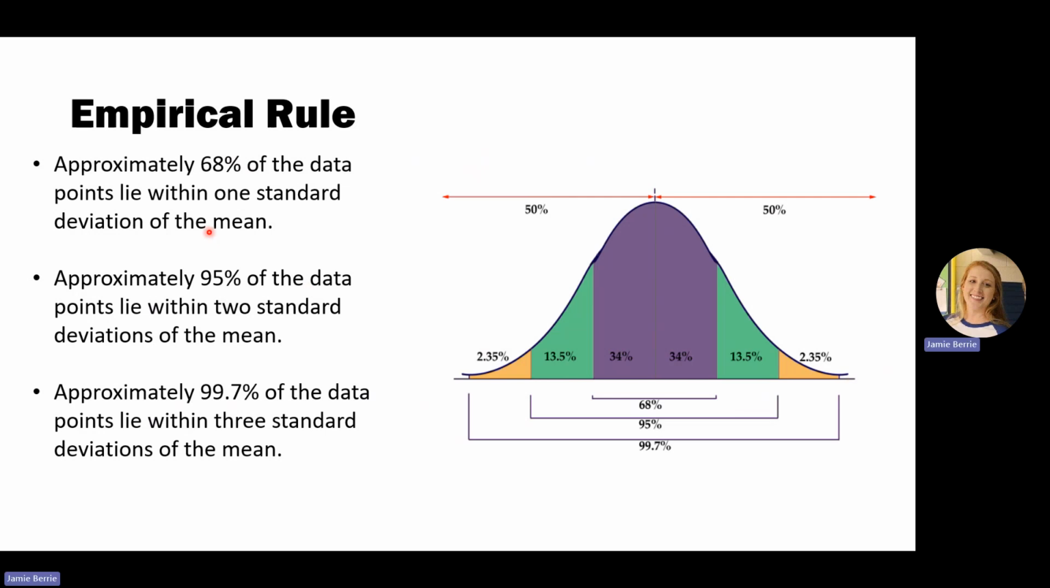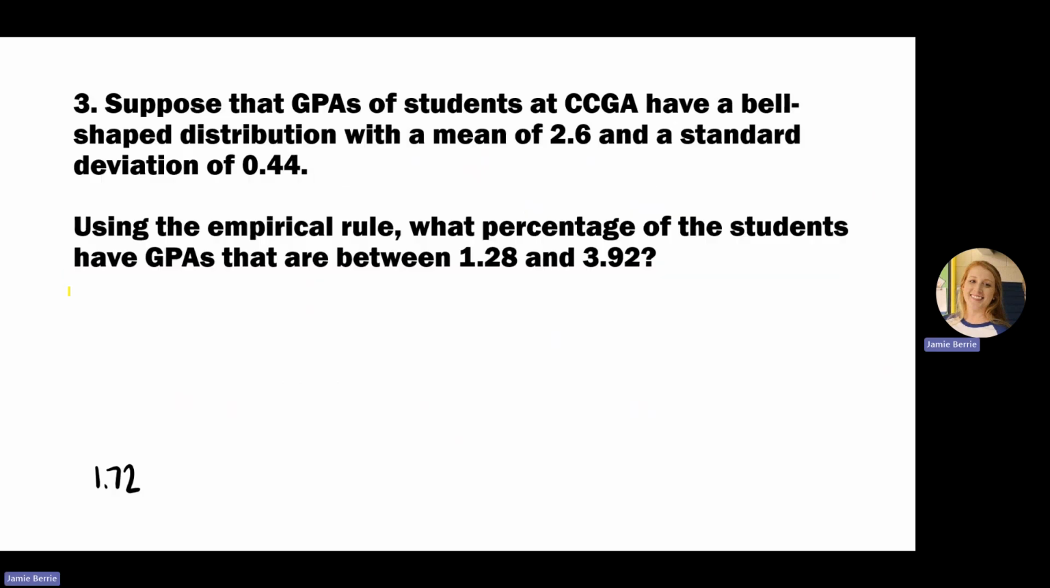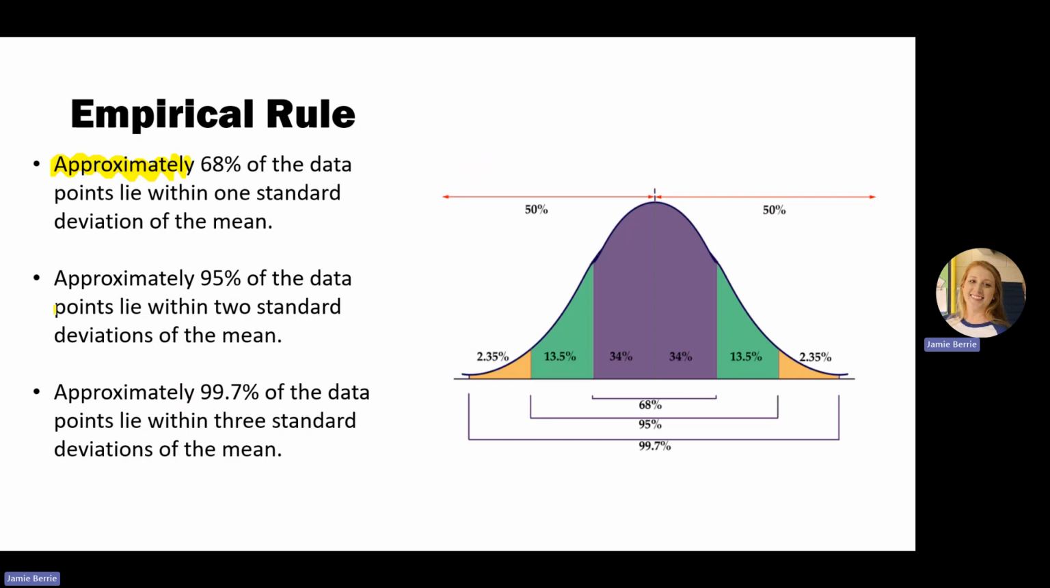Now, the word approximately here is important, and we're going to make that part of our answer each time. All right, so the empirical rule is an approximation. Right, the empirical rule is an approximation, so we have to add that little word in there to make sure that we are not inappropriately interpreting the empirical rule.